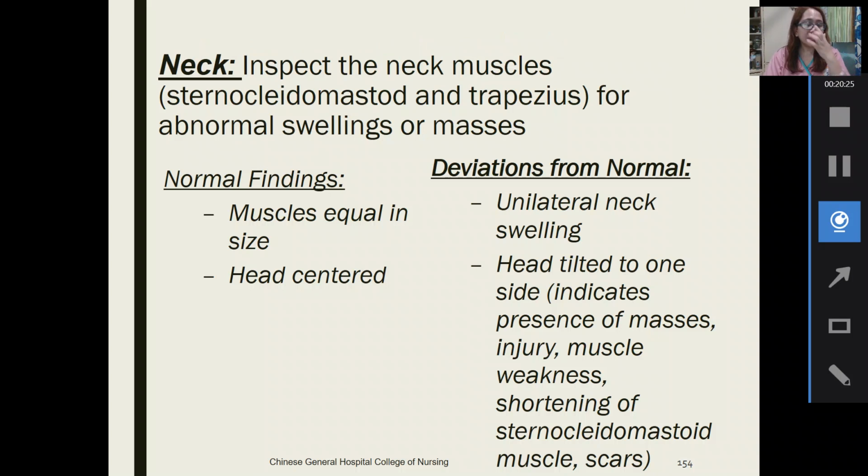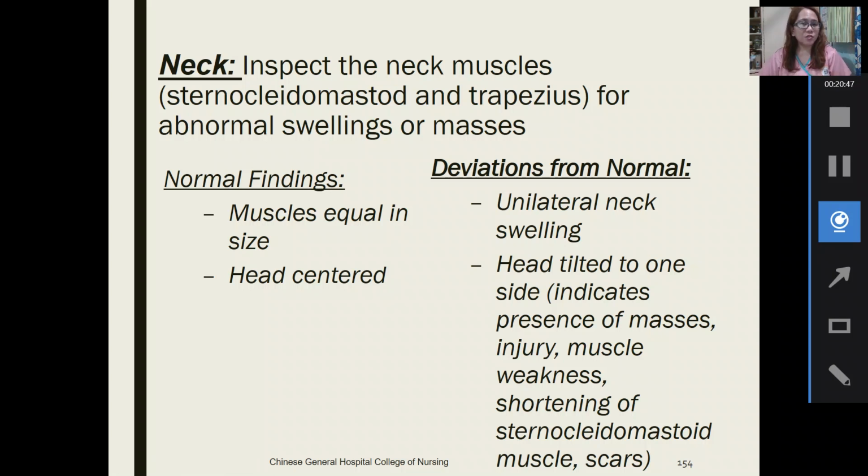So in the assessment of the neck, inspect the neck muscles. Tingnan mo muna yan, yung sternocleidomastoid and trapezius for abnormal swelling or masses. Pwede mong pataasin yung head ni client. Yan. So, the muscles are equal in size and the head is located at the center.